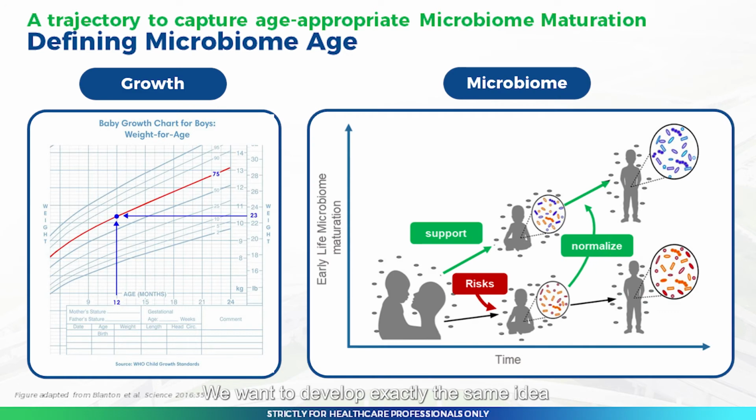We want to develop exactly the same idea, but this time for the microbiome, where you would have time as the x-axis, which would be the age of the children, and as the y-axis, something that we will call early life microbiome maturation, that will capture how the microbiome evolves throughout time. The idea is really to develop this curve as was done for weight, to see how we can support the maturation of the microbiome. It would also help to identify how risk factors impact this microbiome maturation and make infants deviate from it, and how we can help them normalize back towards a normal trajectory through things like nutritional interventions.